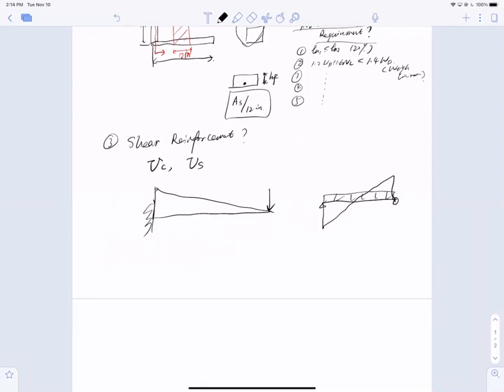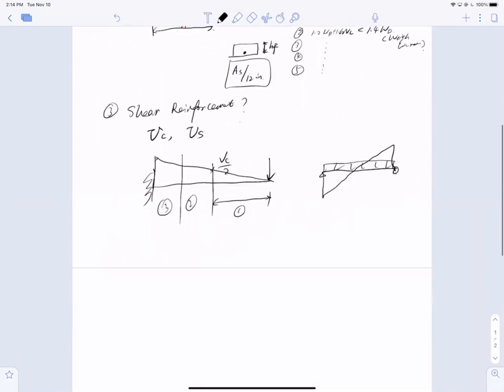And based on the shear diagram, we need to know where is my VC contribution, basically half VC, and you have different zones for stirrup spacings. There are 1, 2, 3. Remember, go back and take a look at that. So this is going to be the shear reinforcement. It's mainly for design, okay?